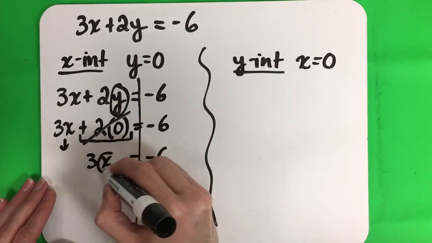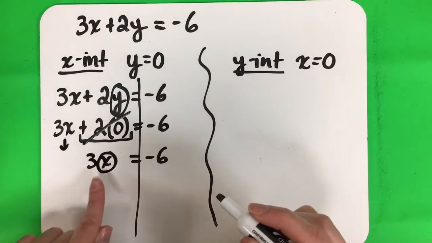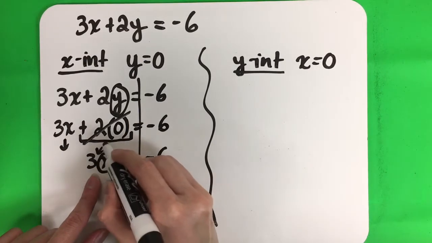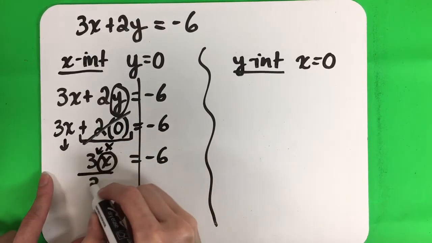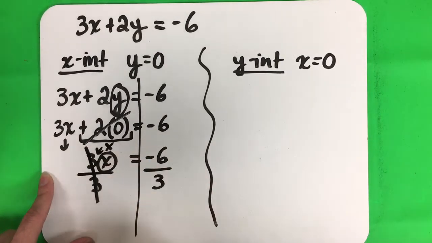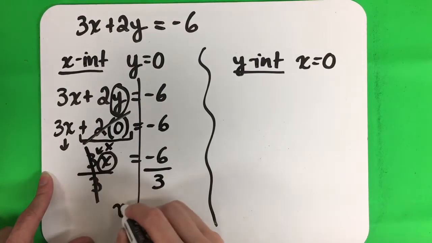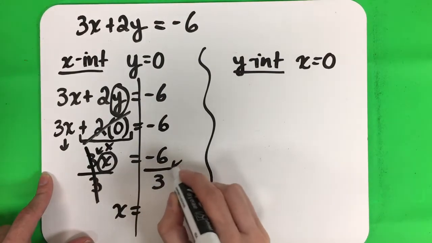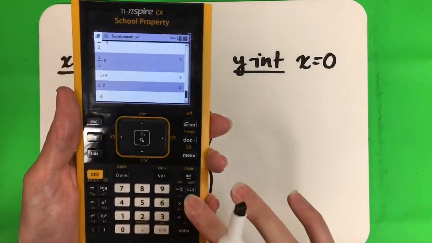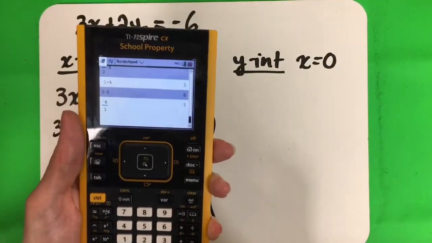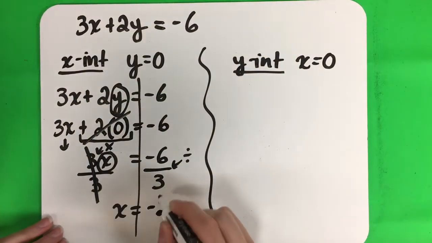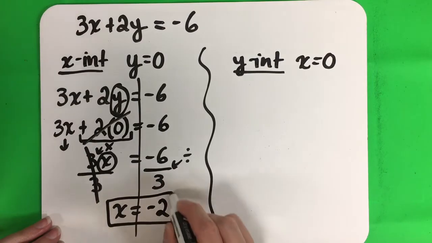I want x alone. X is on the left side. On the left is the number 3. There's nothing in the middle, so that is multiply. The opposite is divide by 3. So divide by 3. 3 divided by 3 cancels, it's 1. Copy x equals, put in the calculator, negative 6 divided by 3. So negative 6 divided by 3, it's negative 2. Okay, so there's my x-intercept.